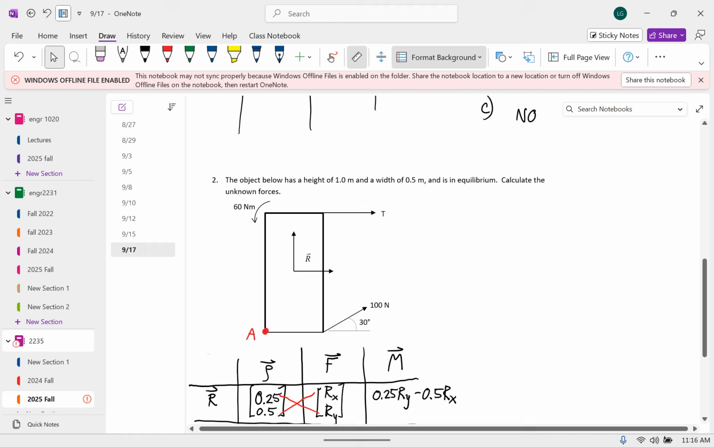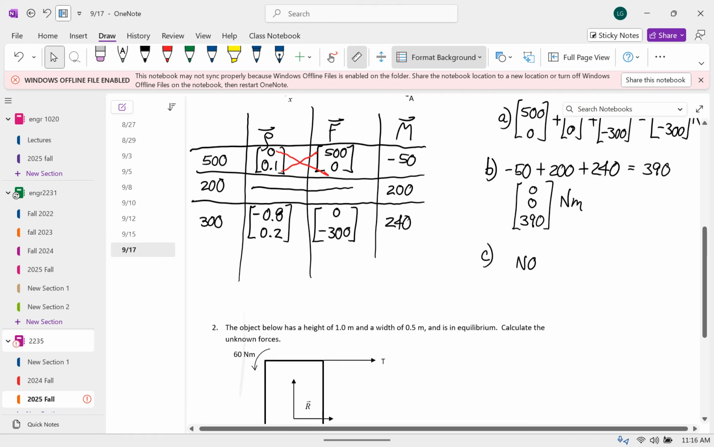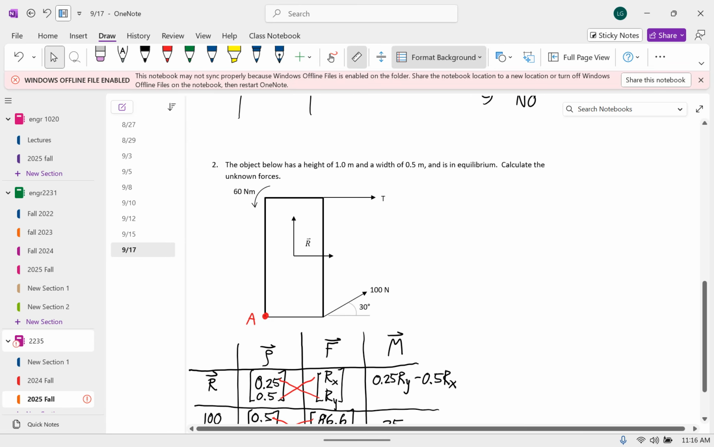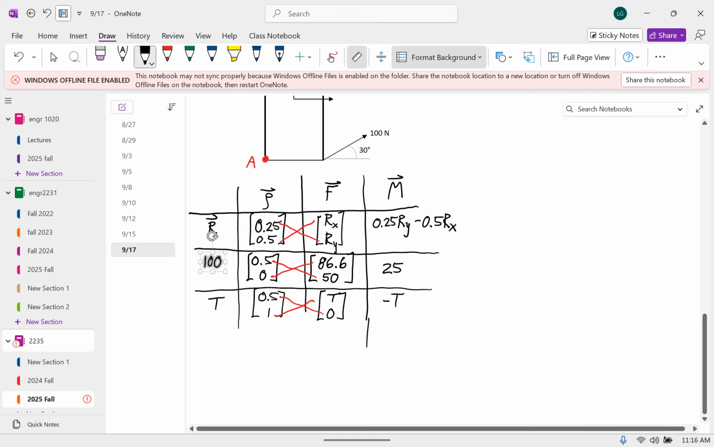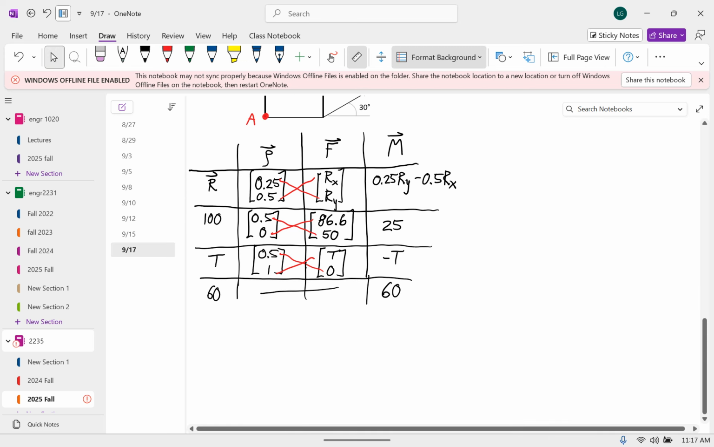And then the last thing is the couple. It's 60 Newton meters. Is that clockwise or counterclockwise? Counterclockwise, so is it positive or negative? Positive, exactly. So the last row here is the 60 Newton meters. We don't care about these. And it's positive 60.